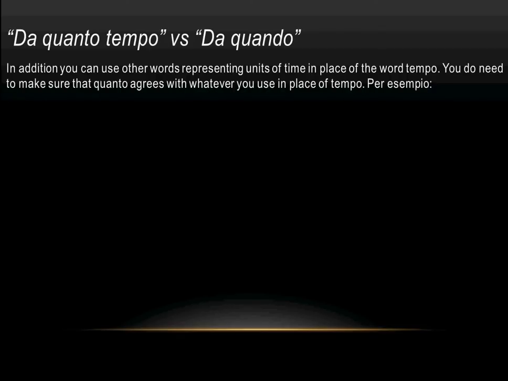In addition, you can use other words representing units of time in place of the word tempo. You need to make sure that quanto agrees with whatever you use in place of tempo. Per esempio, da quanti anni studi italiano? Or, da quanti giorni siete in Italia? Notice for anni e giorni we have quanti, not quanto, because they're plural.